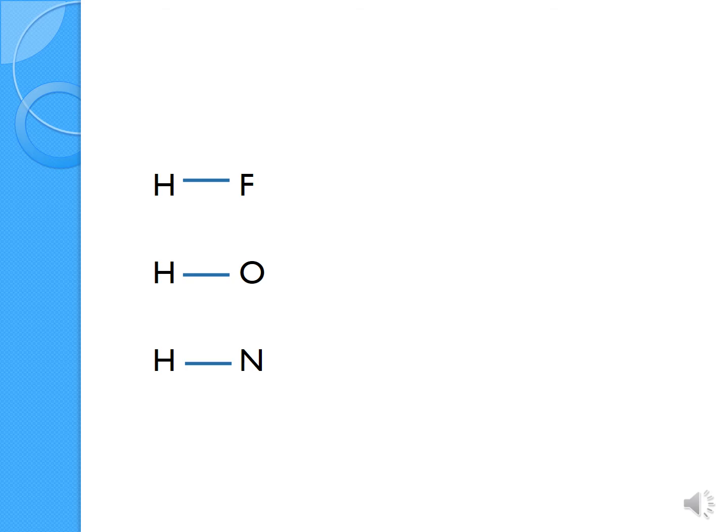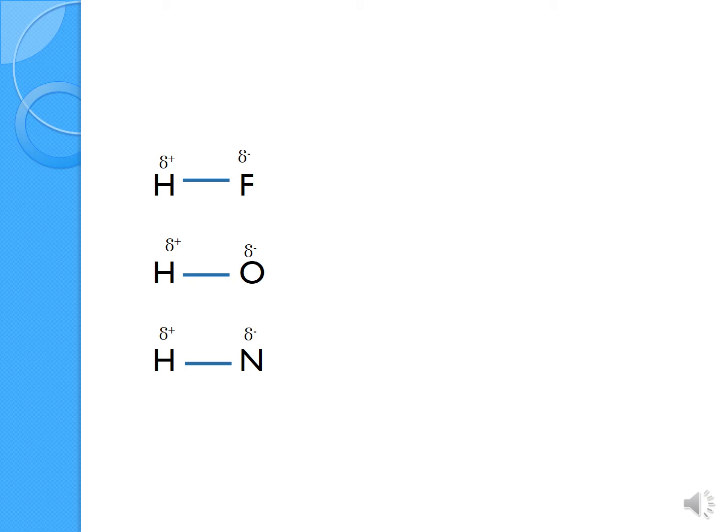Therefore, the shared pair of electrons or the covalent bonded electrons will be shifted more towards fluorine so that fluorine will get a negative charge and hydrogen will get a positive charge. In the case of HO bond also, since oxygen is more electronegative, oxygen will get a negative charge, hydrogen will get a positive charge. Similar is the case of HN bond also.